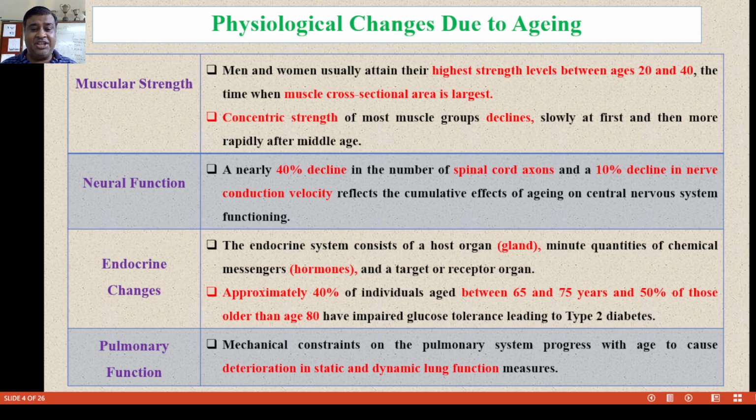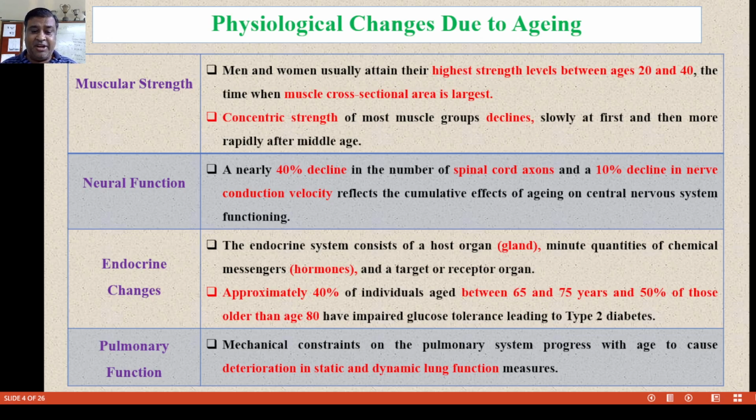Third is endocrine changes. Endocrine changes basically start from the organs of the glands. It involves the quality of chemical changes. Chemical messengers are basically hormonal changes of the body, and the targeted receptor organs can decline. It starts at approximately 40% at the age of 65, and at 75 approximately 50% degeneration can start, and in older age, up to 80%, glucose tolerance issues and type 2 diabetes can start.